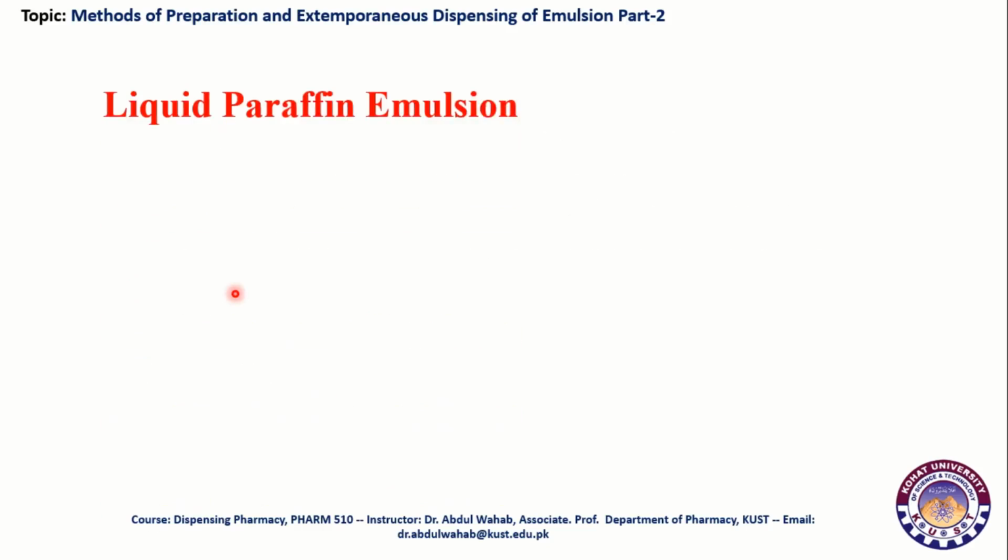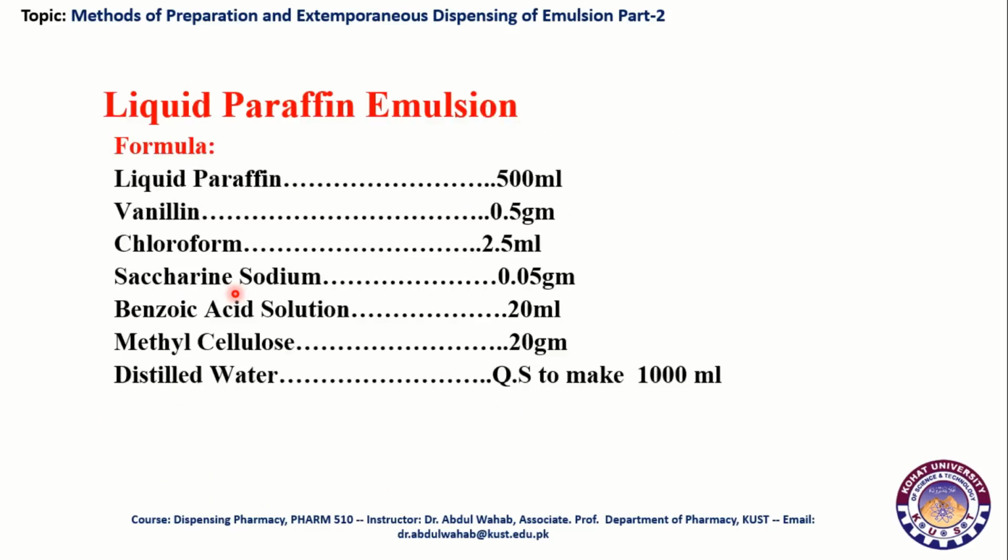Liquid paraffin emulsion. The formula for this emulsion is like you can see, the names of different ingredients and their quantities. Liquid paraffin 500 ml, vanillin 0.5 gram, chloroform 2.5 ml, saccharin sodium 0.05 gram, benzoic acid solution 20 ml, methyl cellulose 20 gram, distilled water sufficient quantity to make the final volume up to 1000 ml.